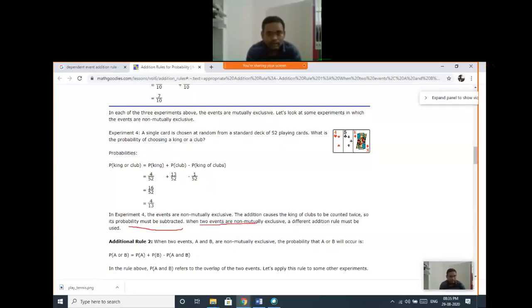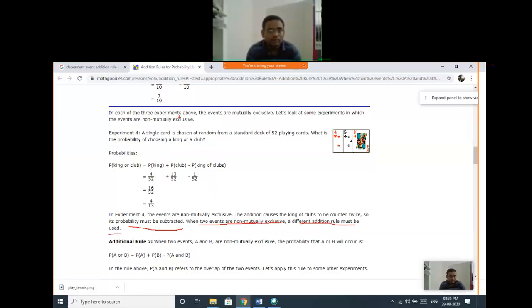Okay, so the probability of a king or a club, we cannot add directly. We can add, but we have to subtract the common thing happening in between, because here it is not mutually exclusive. Okay, this is non-mutually exclusive. In the addition case, the king of clubs would be counted twice. So its probability must be subtracted when two events are not mutually exclusive. A different addition rule must be used. Okay, that thing you have to remember.